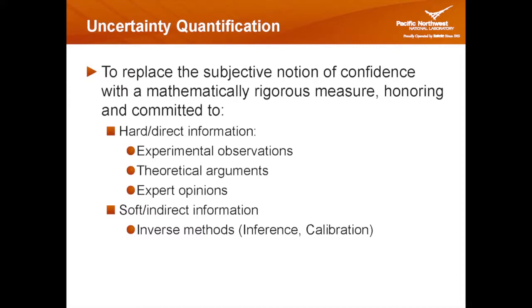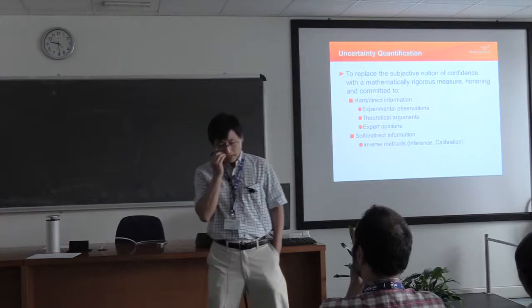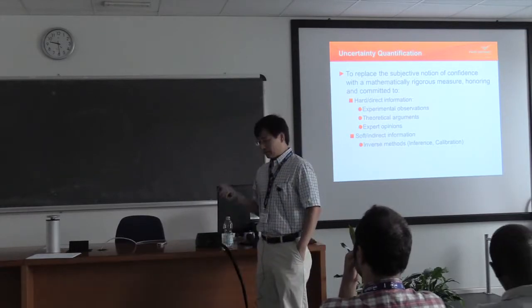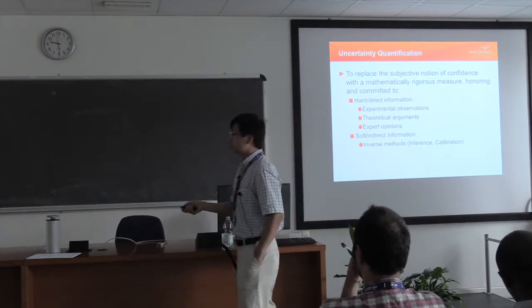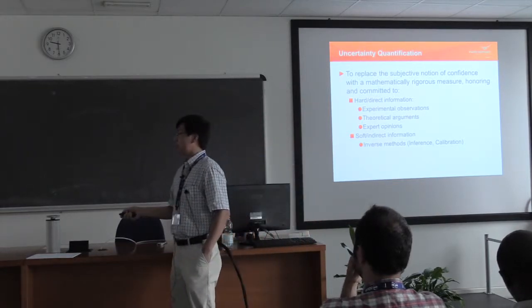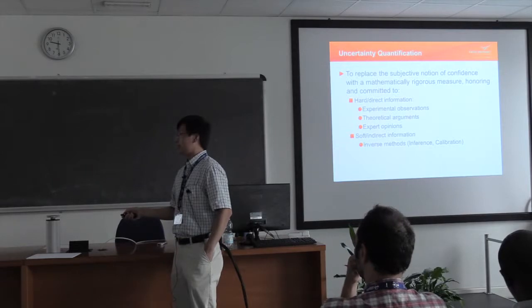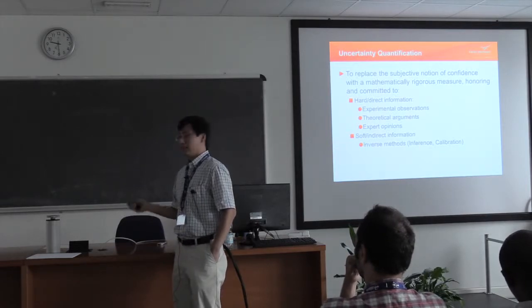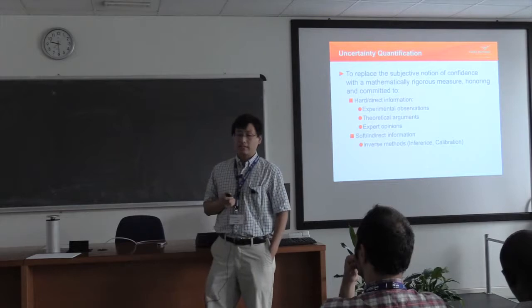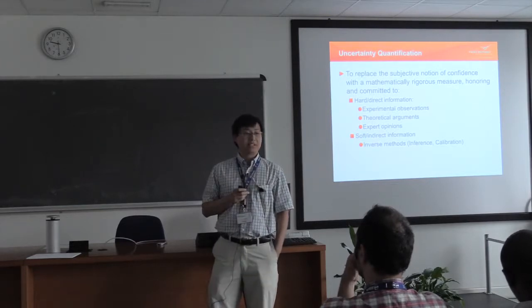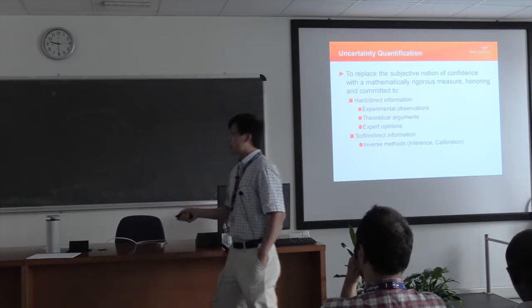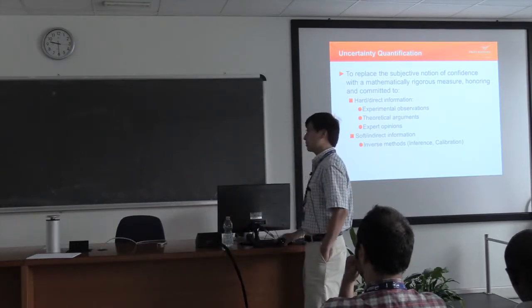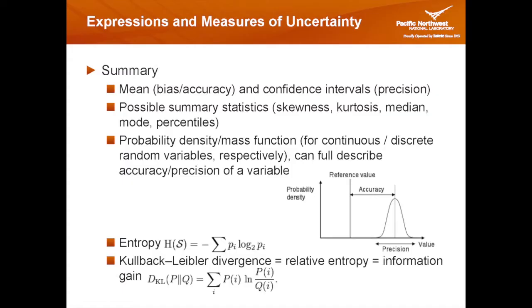Or it can be soft or indirect information. Those are observations or arguments that are indirectly related. For example, we can use global sea surface temperature as the indirect information to infer or to get a better estimate of, I don't know, RCP or other physical input model parameters. So this is called soft information. It's not direct on those attributes.